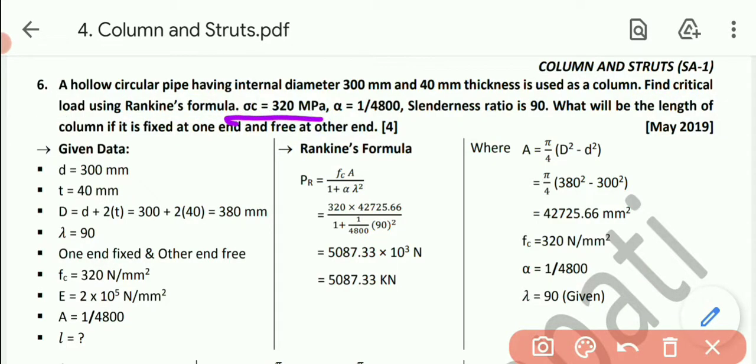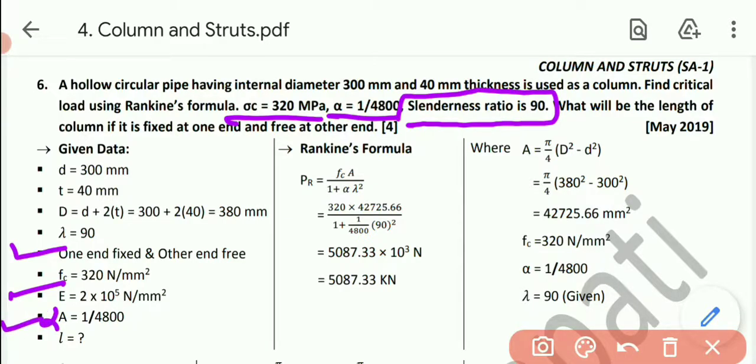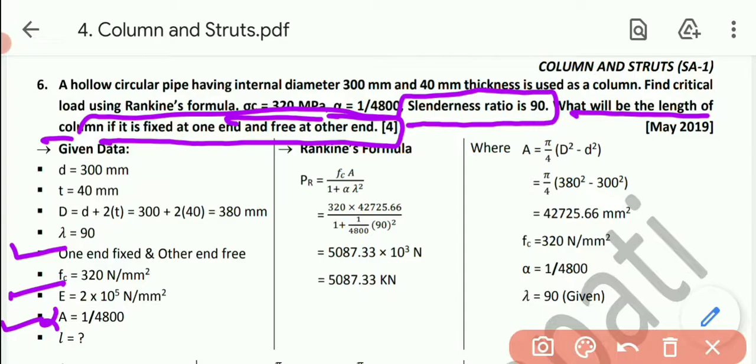FC is given to us, that is 320 MPa, alpha is 1 divided by 4800, and slenderness ratio is given to us. Now normally slenderness ratio is never given to us, in this example it is given, that is 90. So slenderness ratio is 90, FC, and alpha is 1 divided by 4800. What will be the length of the column if it is fixed at one end and free at the other end? So in this example length is unknown to us.